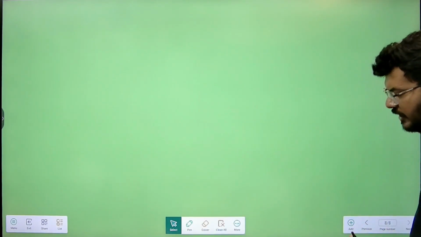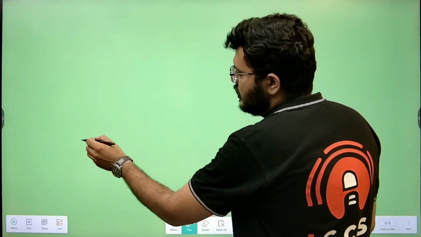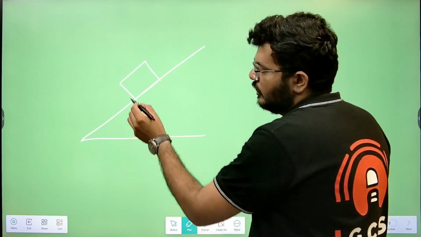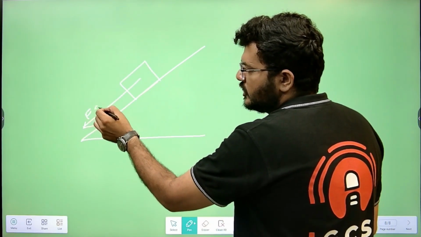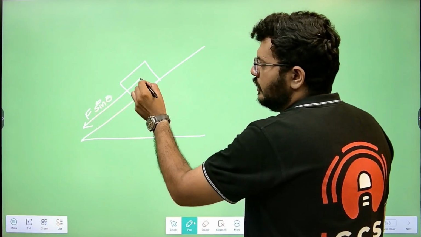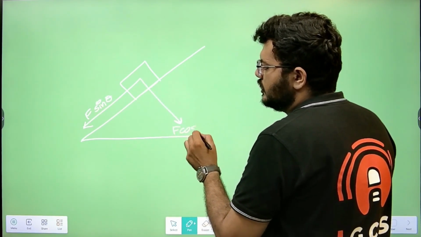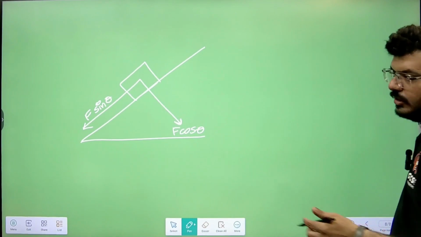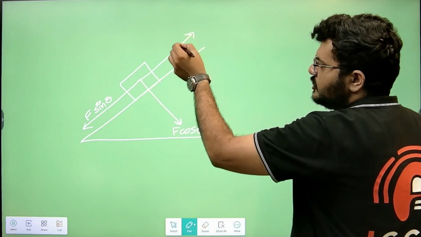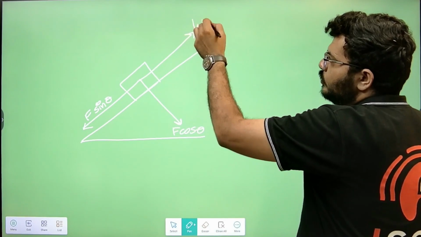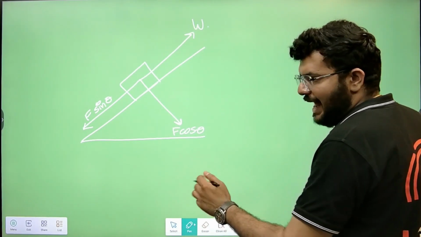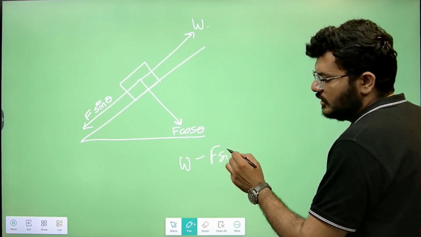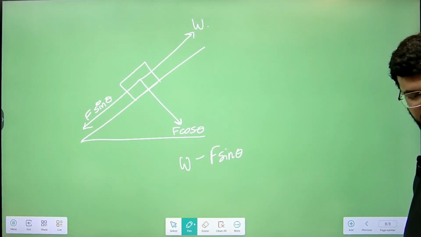Okay, Manan has asked a question, let's try to solve that. What happens considering the body is going up or down? Let's say this is your F sin theta, and this is your F cos theta, right? Let's say the body is going upwards. So the force, let's say this is w, okay? So the actual force that is used to just go up is w minus F sin theta, right?